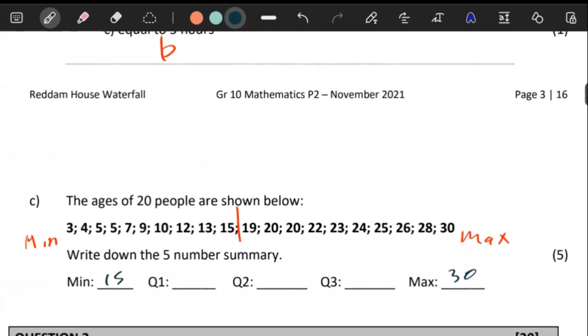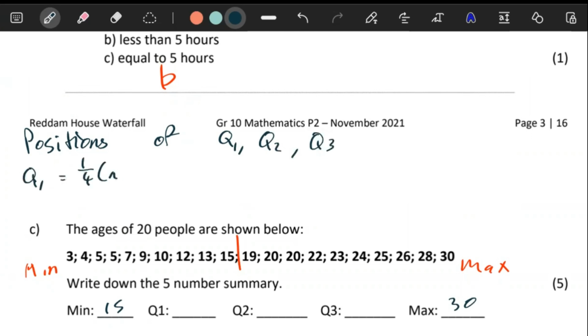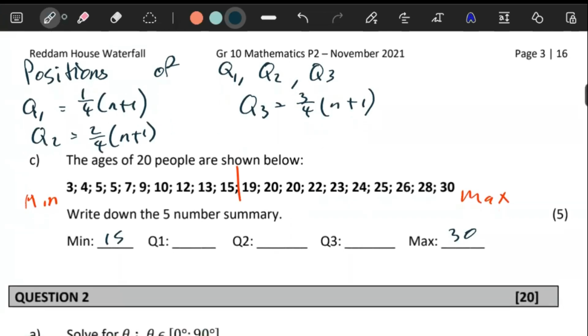So the idea is normally what you can do is, remember, these are the positions of your quartiles, positions of Q1, Q2, and Q3. So for Q1, the position is going to be a quarter n plus 1. For Q2 is going to be 2 quarters n plus 1. That's how you get the position. For Q3, it's going to be 3 quarters n plus 1. But then anyways, fortunately for this set of data, the middle, which is Q2, you can just add these two numbers and divide by 2. 15 plus 19 over 2. What does that give us? That's going to give you a 17.